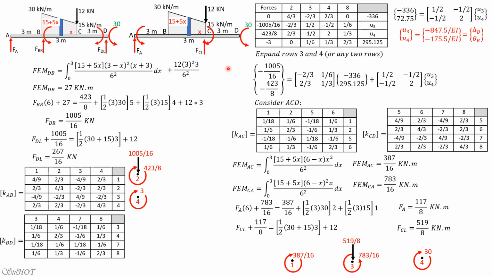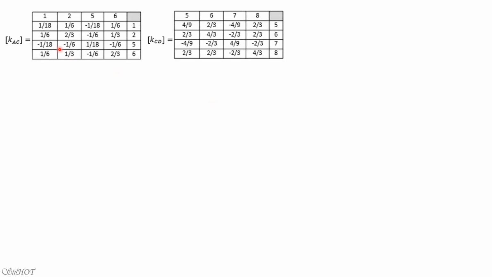And remember, D is a support, so clockwise 30. This is the stiffness of AC and the stiffness of CD for our reference, and these are the nodal forces. Then for forces, we consider 2, 5, 6, 8. U5 is the delta C, U6 is the theta C, and we already computed U2 and U8. These are negative 336 and 295.125. So these are the nodal forces.